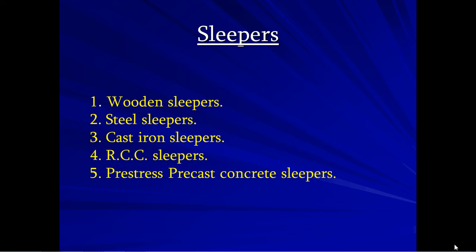In today's session, we are going to see different types of sleepers, their advantages and disadvantages. Sleepers are divided into five categories: wooden sleepers, steel sleepers, cast iron sleepers, RCC sleepers, and precast pre-stressed concrete sleepers. This categorization is based on the material used for manufacturing the sleepers.